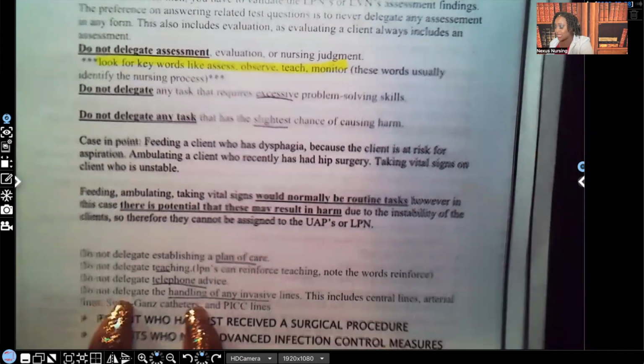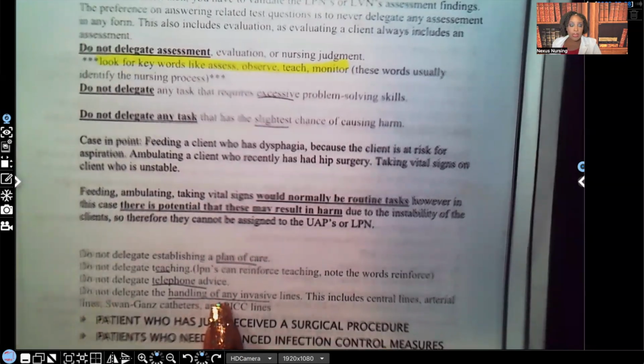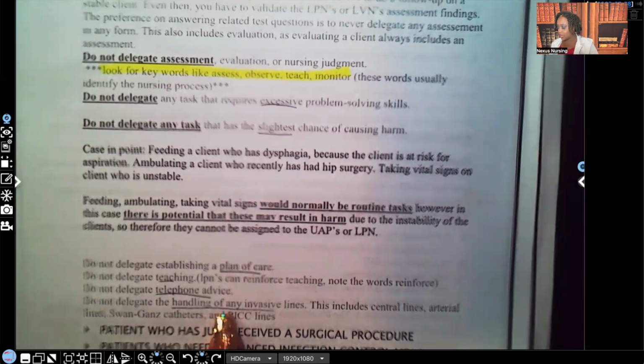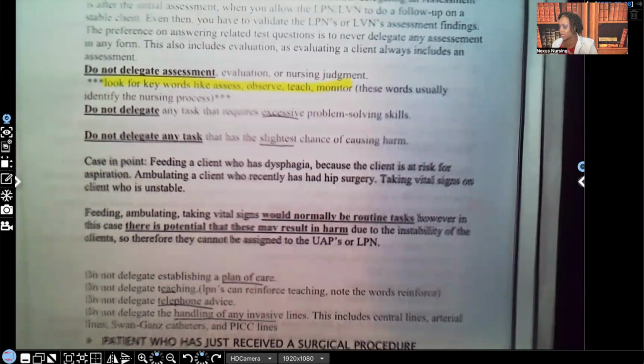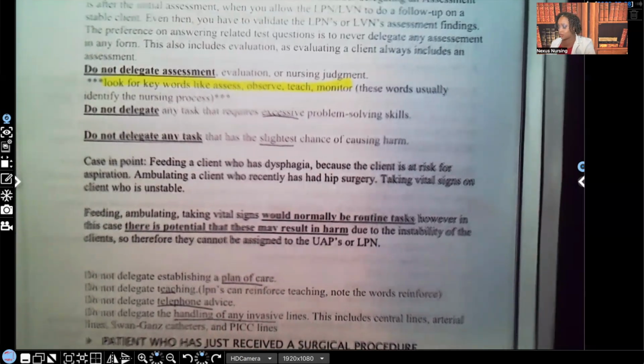Do not delegate handling of any invasive lines. Remember, anything that's invasive, there is a chance of giving that patient an infection. The testing world is not the same thing as the real world. In the real world, we see LPNs do it all the time. But for testing purposes, you, the registered nurse, are going to keep that type of patient. And they give you examples such as your central lines, your arterial lines, your Swan-Ganz lines, your PICC lines, etc.